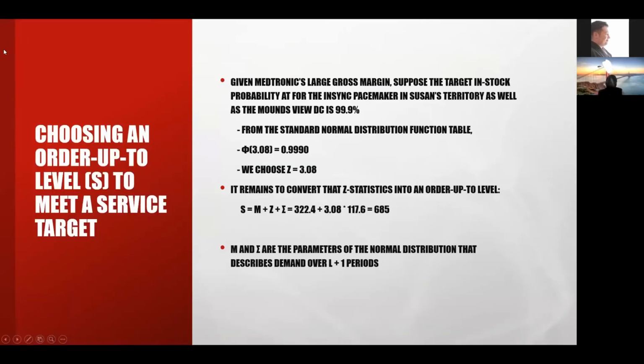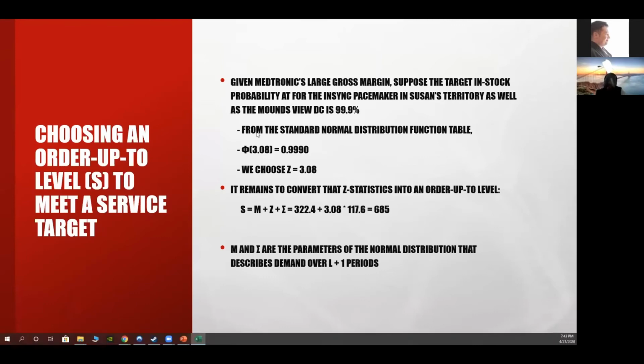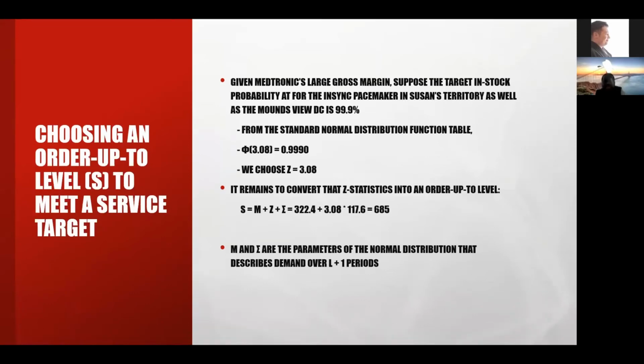So now we move to choosing an order up to level to meet a service target. Now, given Medtronic's large gross margin, suppose the target in-stock probability for the pacemaker in Suzanne's territory as well as the Mounds View distribution center is 99.9%. From the standard normal distribution function table, we'll see that a Phi of 3.08 is 99.90%, which is 0.9990.